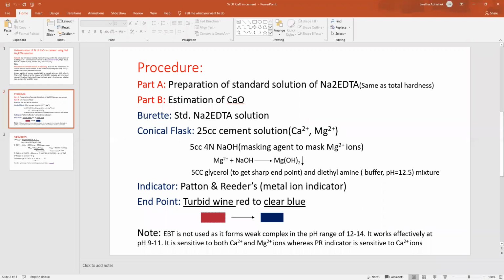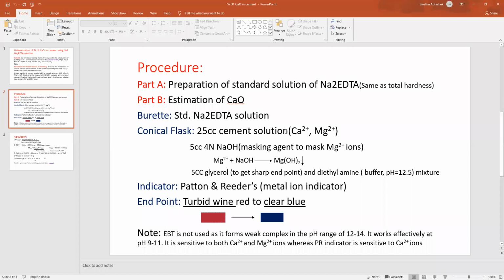So what should be taken in the burette? Prepared disodium salt of EDTA solution. And what should be taken in the conical flask? Of course, it is the test solution. So in this experiment, which is the test solution that is of unknown concentration? That is cement solution. So pipette out accurately 25 cc of cement solution. And this cement solution consists of what? Only calcium ions and magnesium ions in the form of oxides.